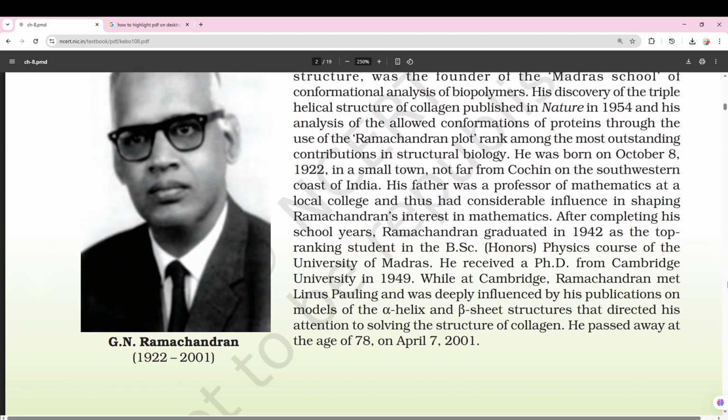He received a PhD from Cambridge University in 1949. While at Cambridge, Ramachandran met Linus Pauling and was deeply influenced by his publications on models of the alpha helix and beta sheet structures that directed his attention to solving the structure of collagen. He passed away at the age of 78 on April 7, 2001.